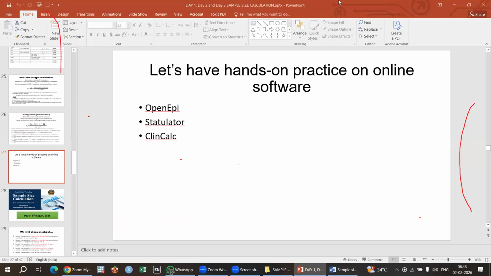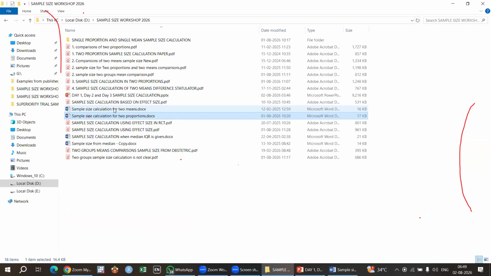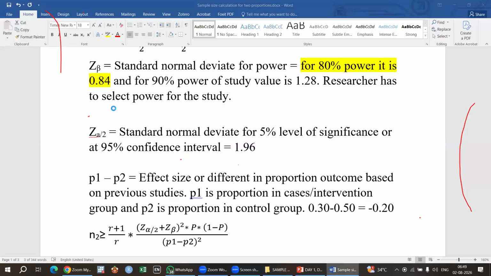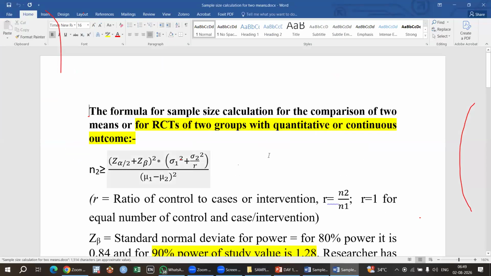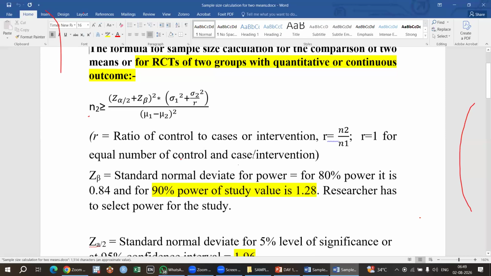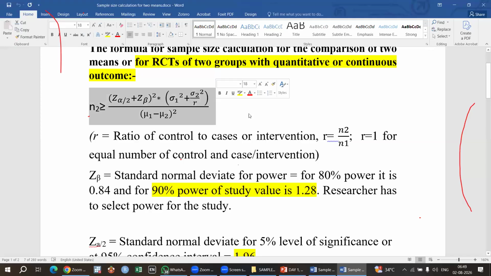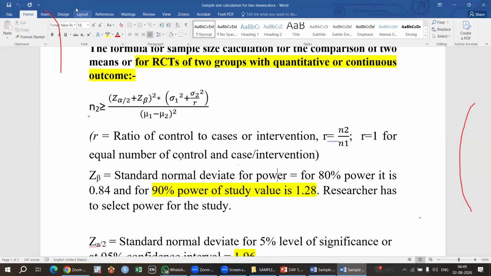So here, this is two means. Okay. So please see this. This is the formula for two means, if you remember. Okay. So here R is 1. Generally, we take R as 1. And Z beta, I have already explained, at 90% power, it is 1.28. This is the formula. I'm sharing this for your reference.